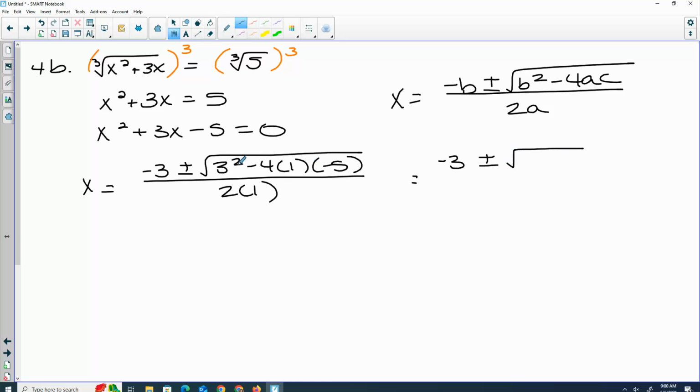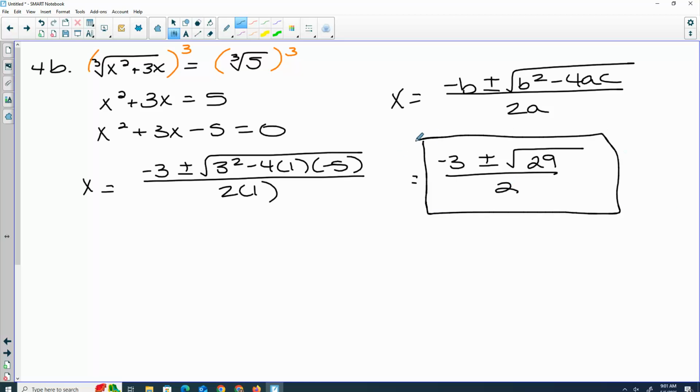Okay, so this would give me 9 plus 20. You always break down your radicals if you can. 29 is prime, so that won't reduce, and that would be our final answer. Remember on those radical problems, you need to be checking. This one actually works fine because it's a cube root. It's when you have square roots and you start squaring that sometimes your answers don't work.